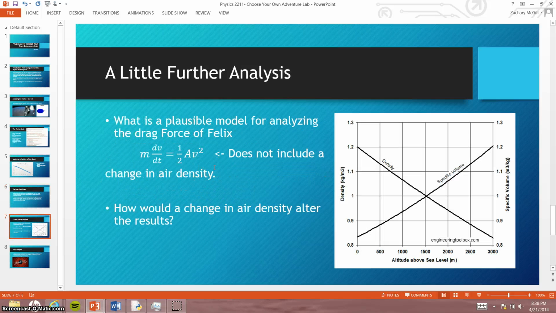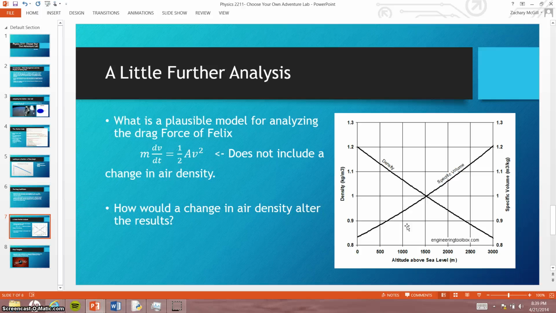So a little further analysis. We want to know what a plausible model is for analyzing the drag force of Felix. I used the drag force as 1/2 C A, where A is his cross-sectional area, times v squared. It's important to note that this is only so accurate because it does not include a change in air density. So how would a change in air density alter the results? As you can see here, this is a graph of the density of air versus the altitude above sea level, and this isn't even as high as Felix jumped from. The density of the air decreases by quite a bit, and this means that at those higher altitudes you can fall through the air quicker.